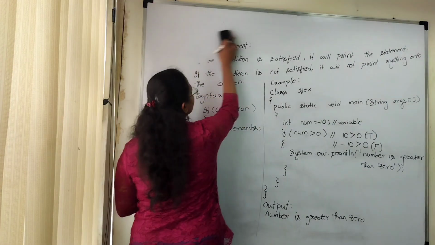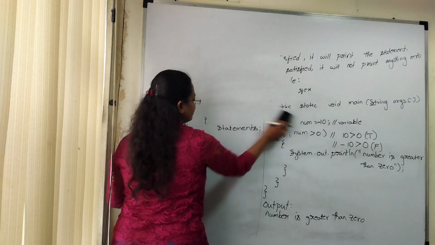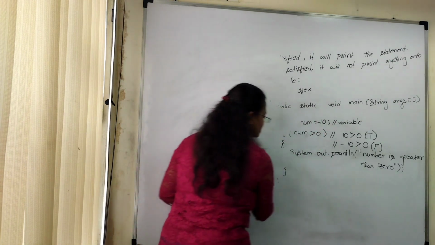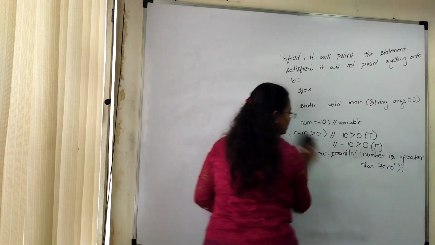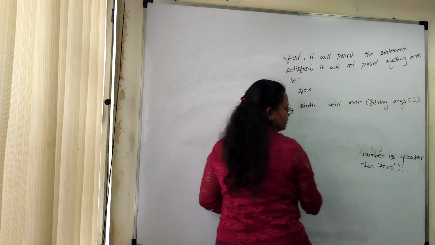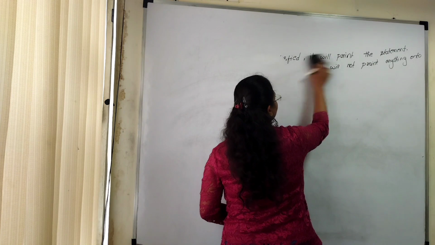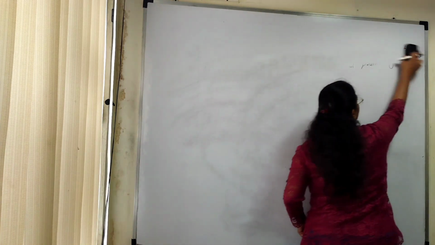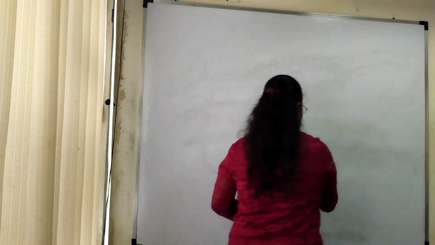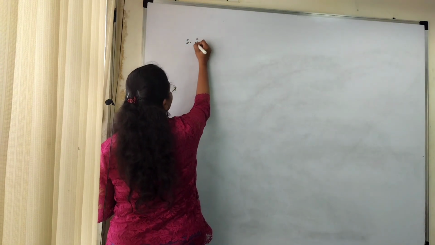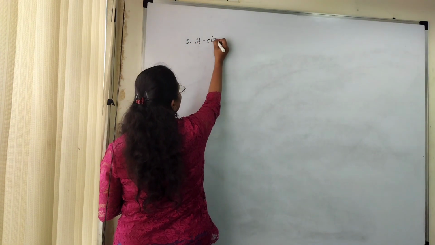Now we are going to see what is if else. If else is nothing but: if the given condition is satisfied, it will print the else before statement. If the given condition is not satisfied, it will print the else after statement. So let us see the definition for if else, the second one we have to learn.